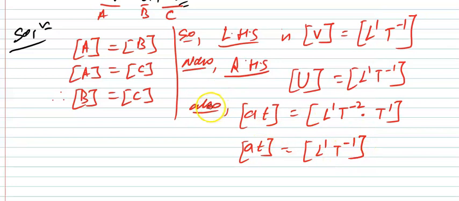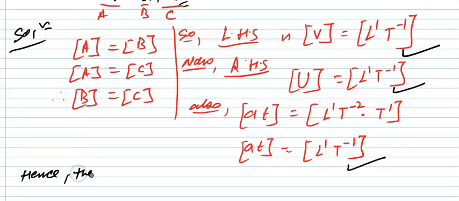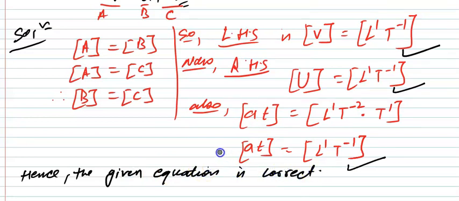So we can say that A is equal to B, A is equal to C, and B is equal to C. It is proved from here. AT and U have the same dimension, and B also has the same dimension. Hence the given equation is correct. Getting it?